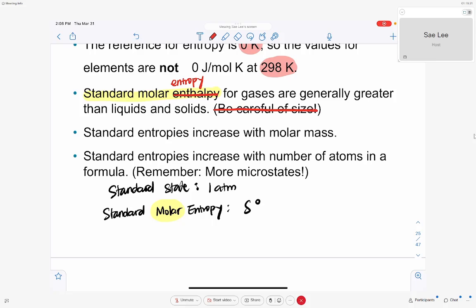Standard molar entropy of gases is greater than that of liquids and solids. That's what we've discussed so far. Standard molar entropy increases with increasing molar mass, and standard molar entropies increase with an increasing number of atoms in the formula. That's what we already discussed. Please make changes from enthalpy to entropy and then cross out the be careful of size.